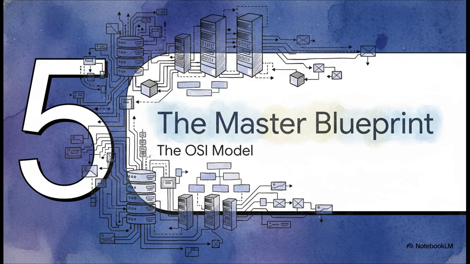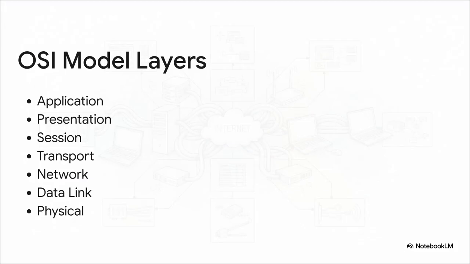Which leads us perfectly to our final part, Section 5, the Master Blueprint. Enter the Open Systems Interconnect, or the OSI model. This acts as the universal standard blueprint for the entire networking world. Instead of dealing with a messy, tangled pile of 70-plus functionalities, the OSI model cleanly and beautifully divides them all into 7 distinct organized layers: physical, data link, network, transport, session, presentation, and application.